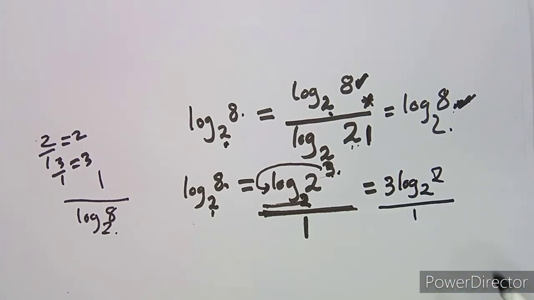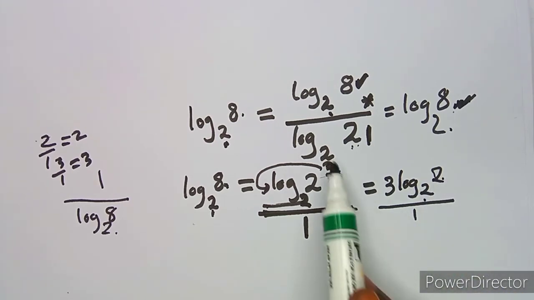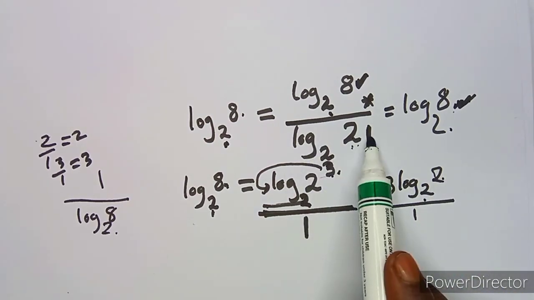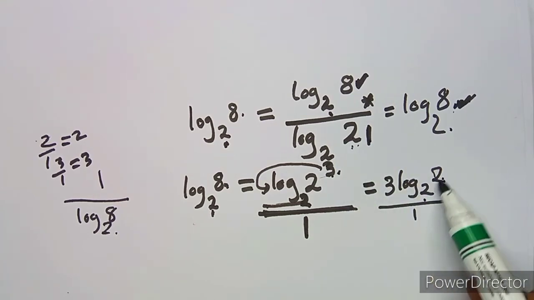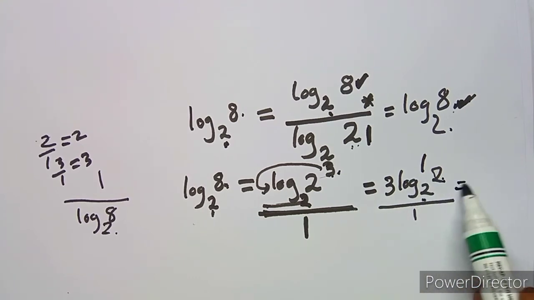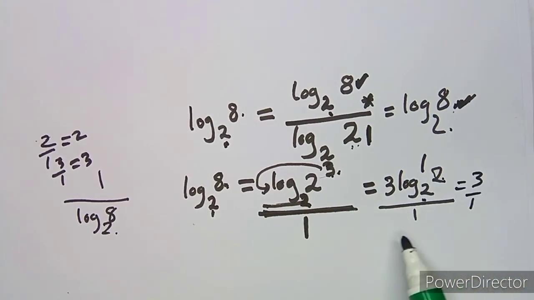Now we are back to that same log 2 base 2, which you said is going to give us what? A 1. So log 2 base 2 is a 1. So 3 times 1, that is 3 over 1, and 3 over 1 gives us 3. So as you can see, we are obtaining the same answer as the one that we did using another method. So these are the two methods that you can use to simplify logarithms.